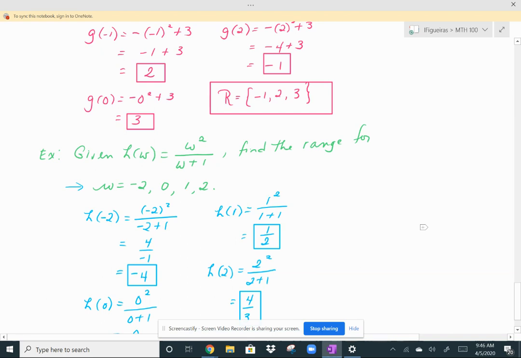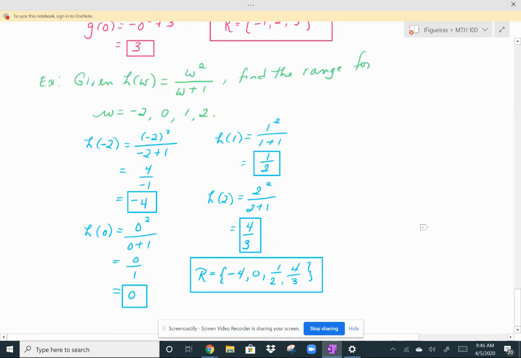So you plug in each of those numbers, and so that's the work you see here. H of negative 2 means that I have negative 2 squared divided by negative 2 plus 1. So that result is negative 4. So everything that I'm calculating for range will be in a box. Then you plug in 0, and you get 0. Then we have to plug in 1, which is here on the right. So plug in 1, and that's right here. And you get a half. And then you plug in 2, and you get 4/3. So all of these range values or h of w values are unique. So you list them all out, and you get the result right here. So that's your range.